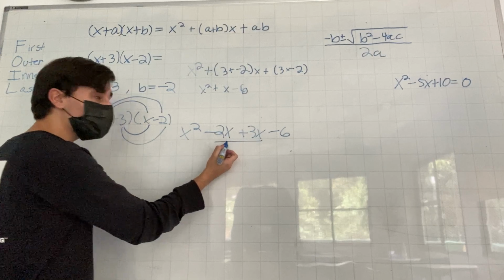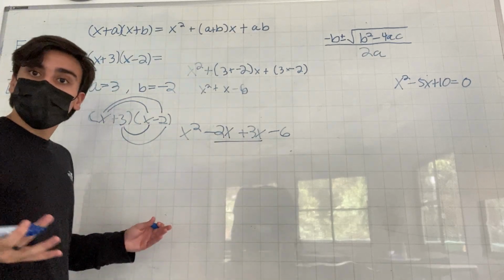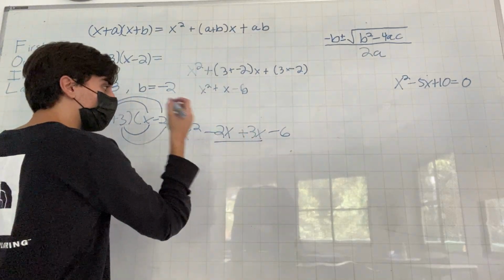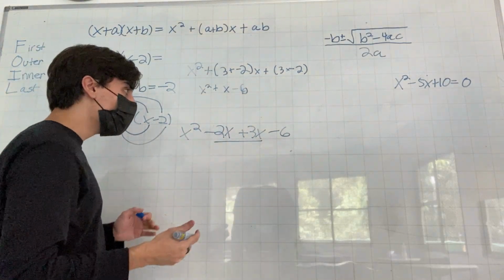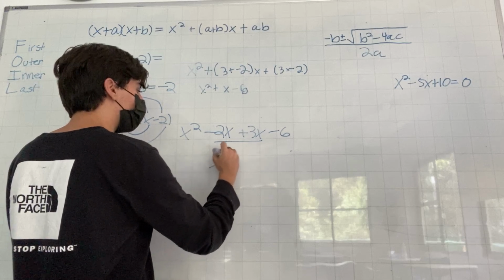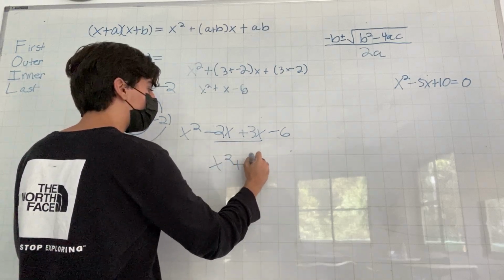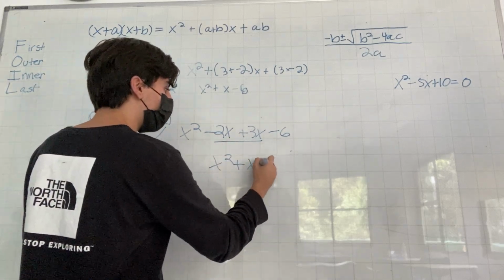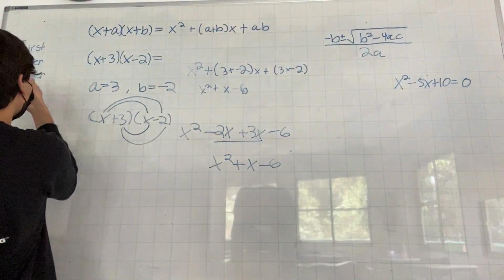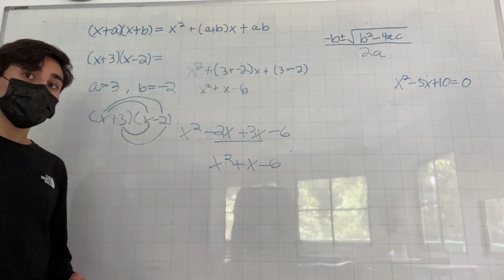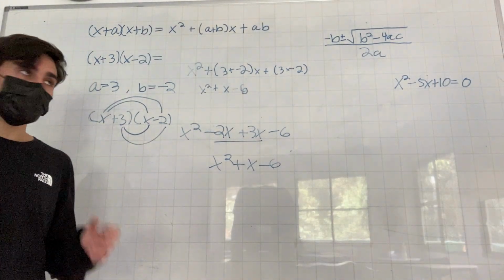We have negative 2x and 3x. All you gotta do is add, which 3 plus negative 2, or you can think of it as 3 minus 2, is just x. So the answer would be x squared plus x, because 3 minus 2 is 1, minus 6. We got the exact same answer using a different way of thinking. So that is one way which you can expand a function.